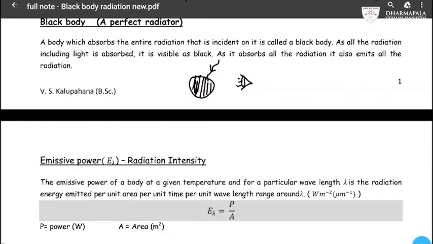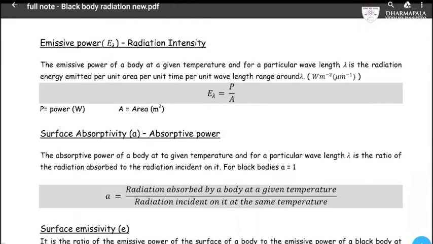Then there are some terms that we need to know before going for the further discussion. The first term you take is emissive power. Emissive power is given by the symbol E lambda, also known as radiation intensity.